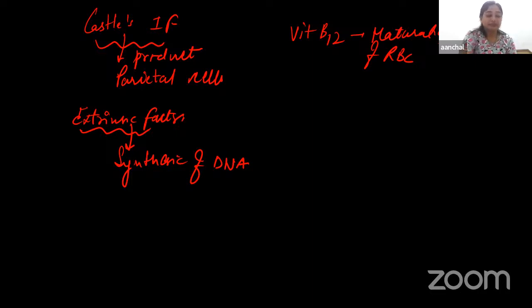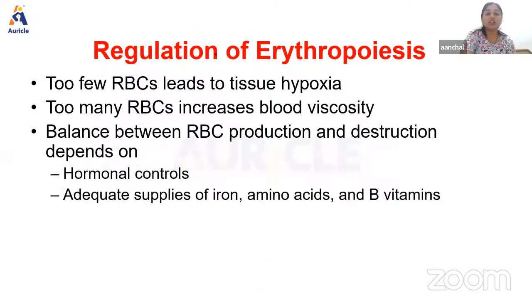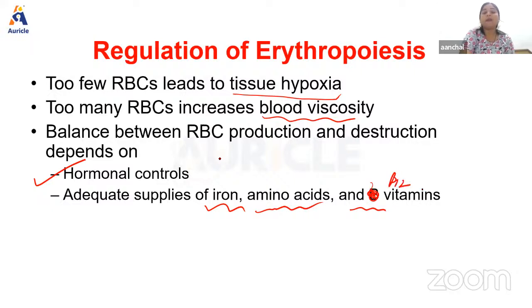Okay, then another thing we have is regulation. Too few RBCs leads to tissue hypoxia, as we have seen what happens at high altitude. Too many RBCs increases blood viscosity. The balance between RBC production and destruction depends upon various hormone controls, for example erythropoietin, and an adequate supply of iron, amino acids, and various vitamins, not B, it should be B12. Okay, so all these are responsible for the regulation of erythropoiesis.